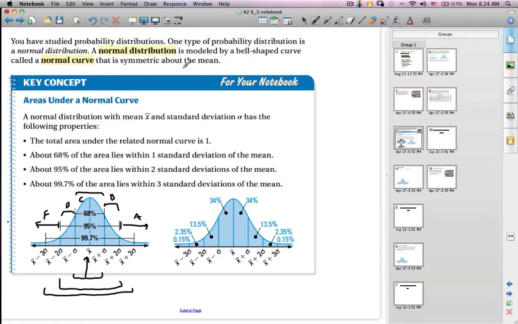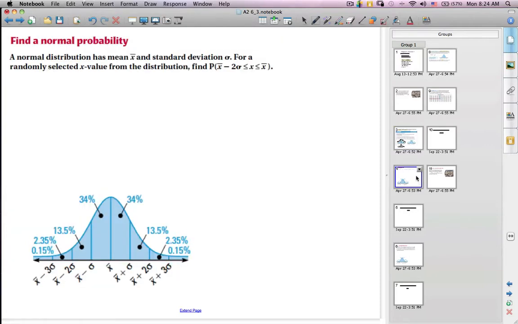Okay, so a normal curve is symmetrical around the mean. So if we want to look at using something like this, a normal distribution has a mean of x bar. X bar means the mean, x with a bar over the top. That's the mean or the average. And a standard deviation, sigma, lowercase sigma.